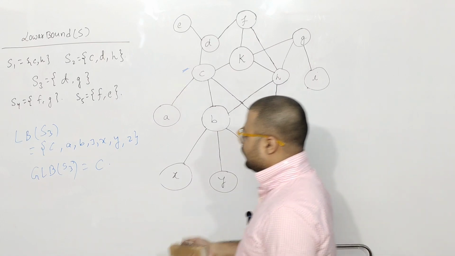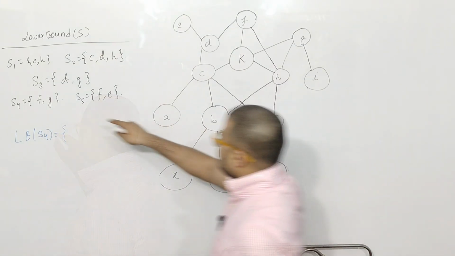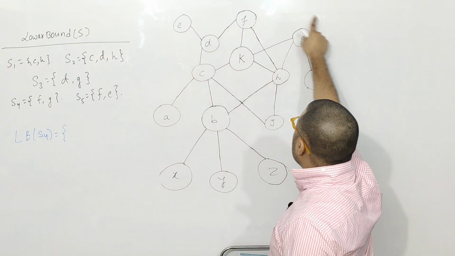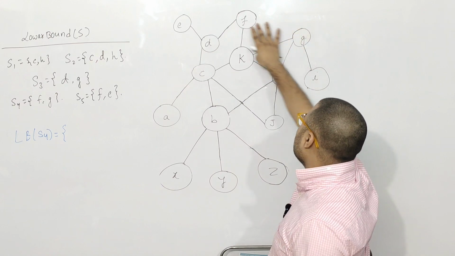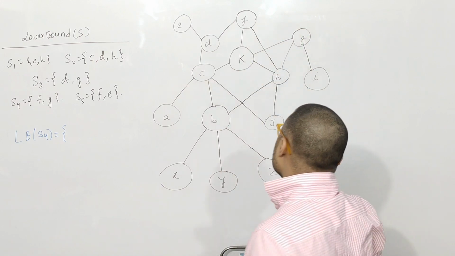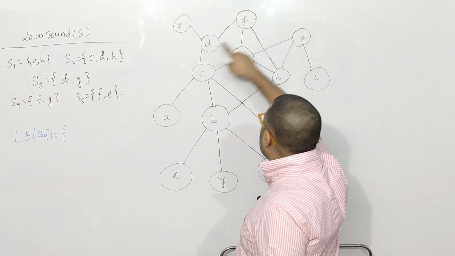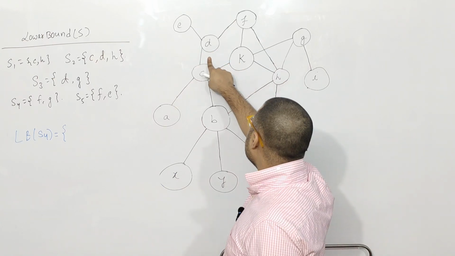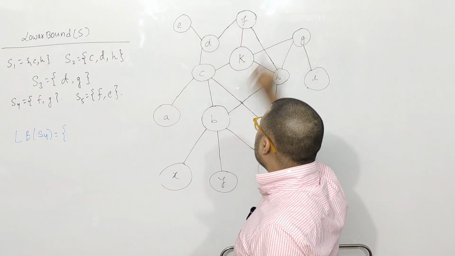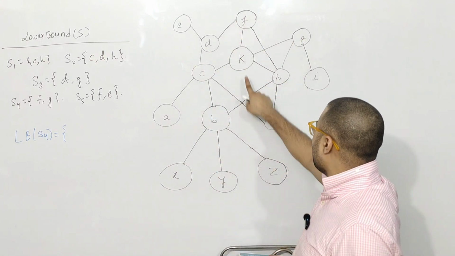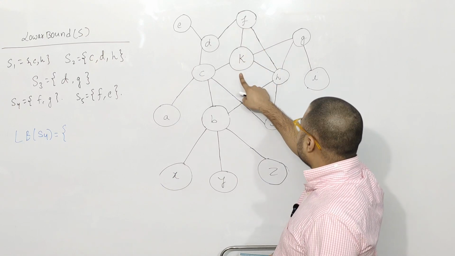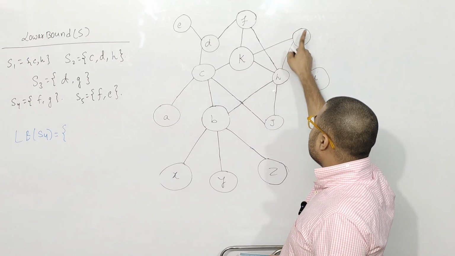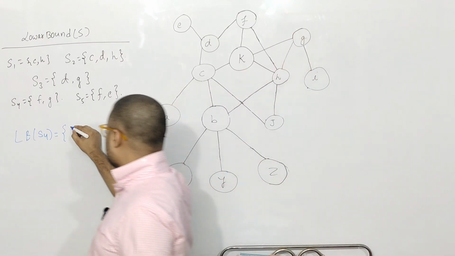Let's look at lower bound of S4 now. So what is S4? S4 is F and G. F is not related to G, G is not related to F. You go one step down from F, you have D here, you have K here, and you have H here. D is related to F, but D is not related to G, so D is not a point of meet. When it comes to K, K is related to F and K is related to G, so K is a point of meet.